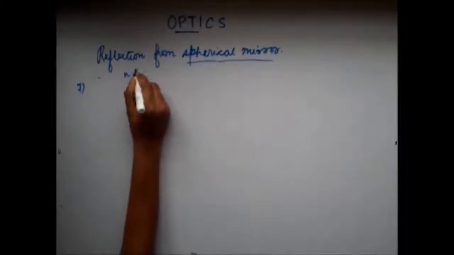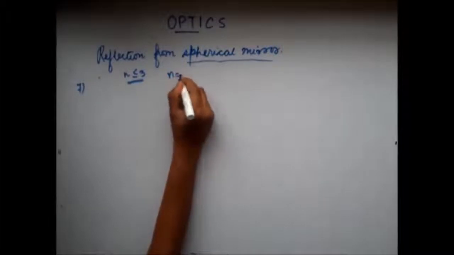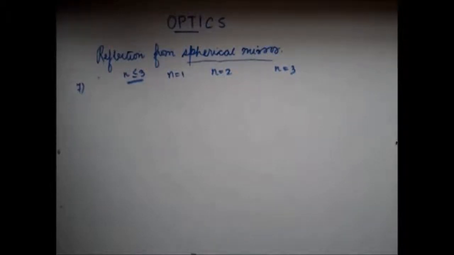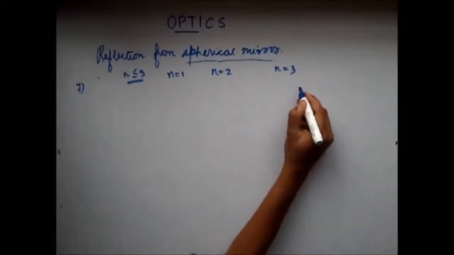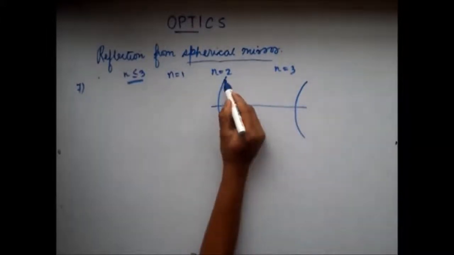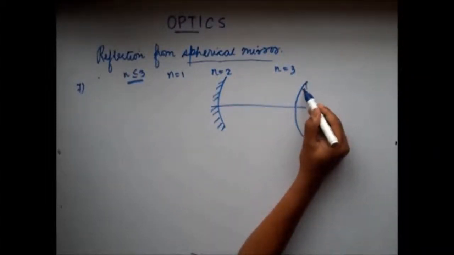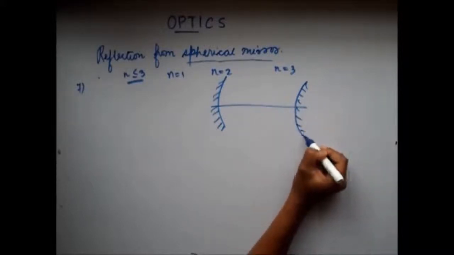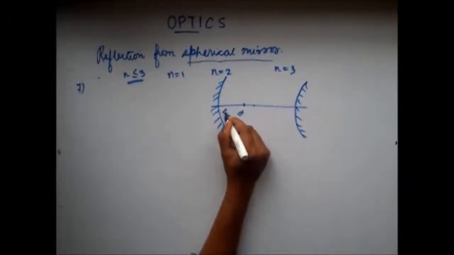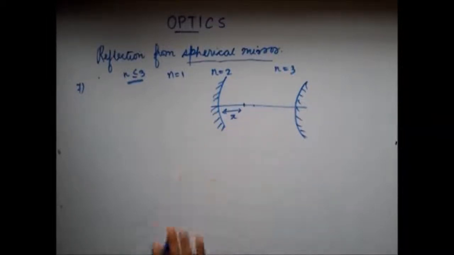So it is given that n is less than equal to 3, the number of reflections. So I have to take 3 cases when n is equal to 1, n is equal to 2 and n is equal to 3. Okay. So first of all, let's draw the diagram. This is the concave mirror, this is the convex mirror. Let's say the object is kept somewhere here, a distance of, assuming, x from the concave surface.